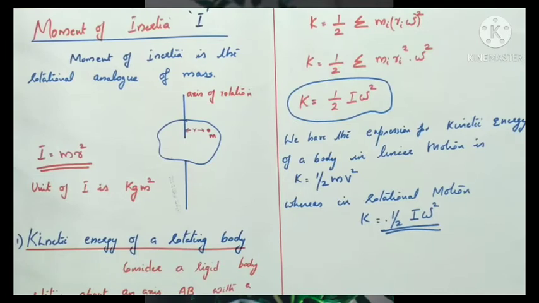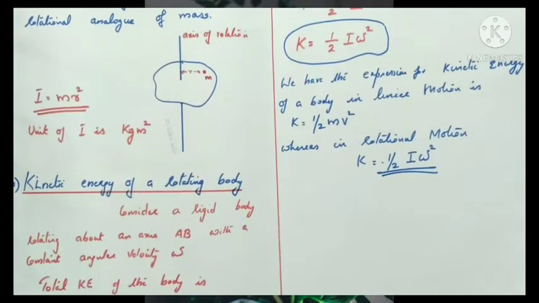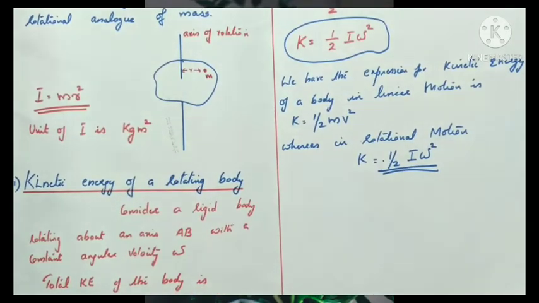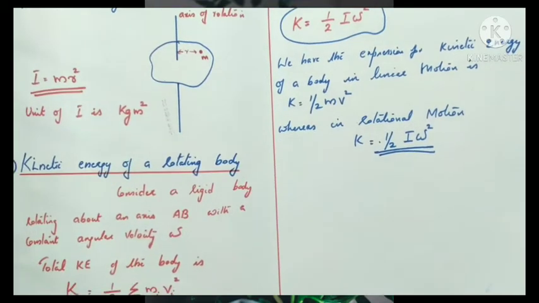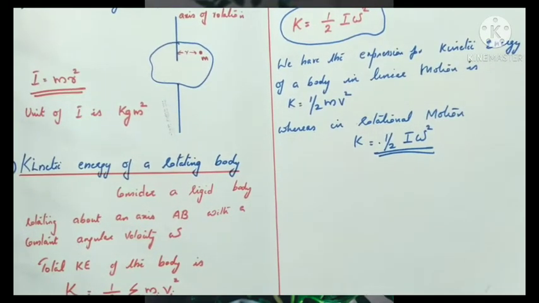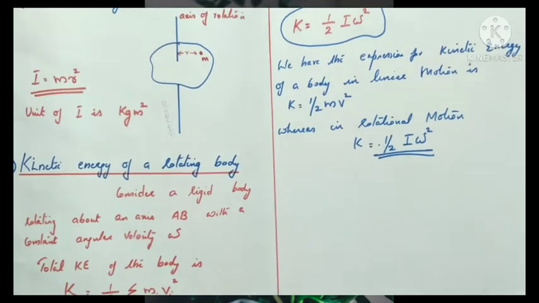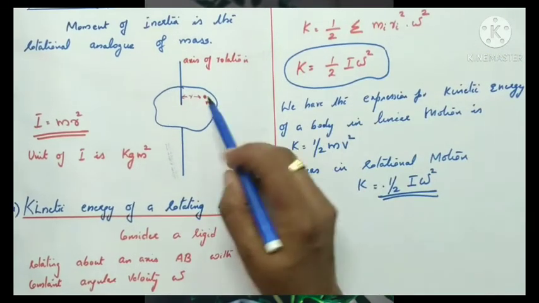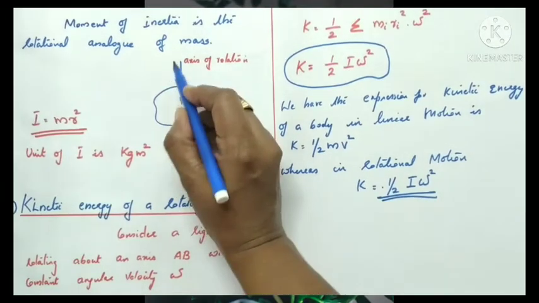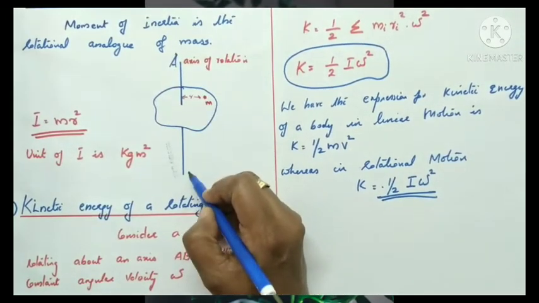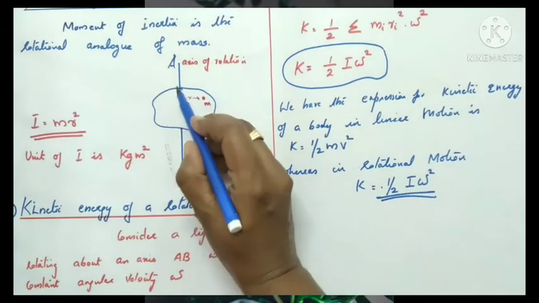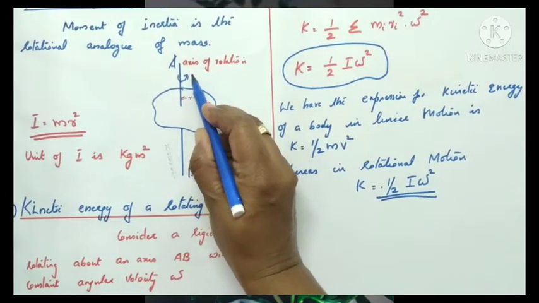Now we can derive the kinetic energy of a rotating body in terms of moment of inertia. Consider a rigid body which is rotating about a given axis with constant angular velocity omega. This is the same object. Consider this rigid body rotating about a given axis. AB is the axis and it is rotating with an angular velocity omega.